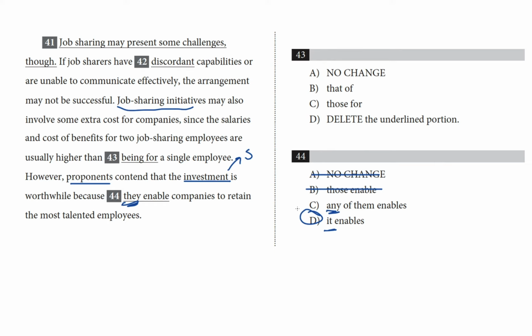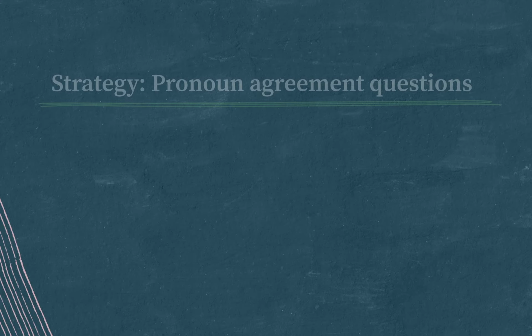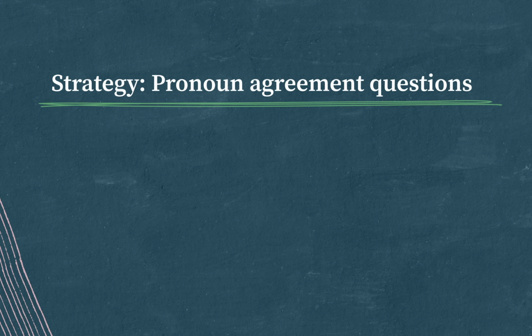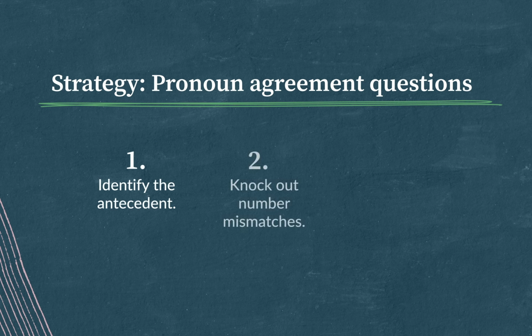That went pretty quickly. Let's review our strategy for questions like these. Once you've identified a pronoun agreement question, 1. Hunt for the antecedent. Is it singular or plural? Then, 2. Knock out any number mismatches. And 3. Check the context. What pronoun works best for this situation?